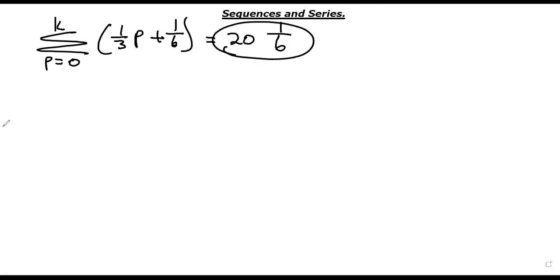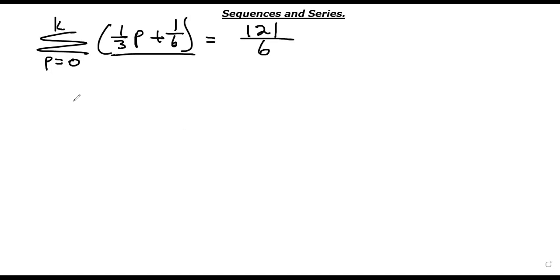So this one, we can see it's a mixed fraction. So we hate mixed fractions. We want to work with improper fractions because it's easier to do so. So you say 20 multiplied by 6, you get 120. And then you say 120 plus 1. So you get 121 over 6. This is your sum. So the first thing we need to do here is to expand our series so as to generate the first 3 terms.